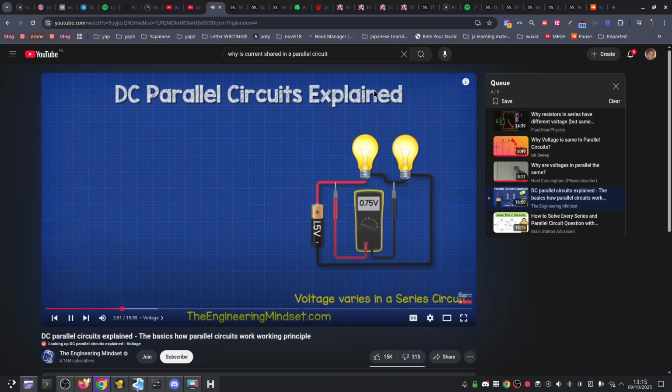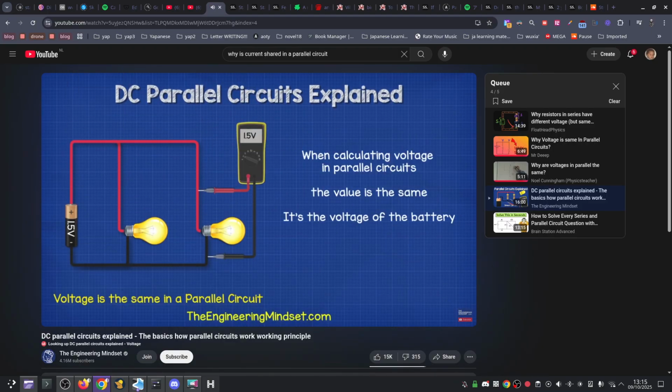In series circuits, the components were connected to each other, so the voltage reduced. But with parallel, there are multiple routes and each is connected directly to the battery. So when we use voltage in the formulas for parallel circuits, it's super easy because it's the same value. It's just the voltage of the connected battery.